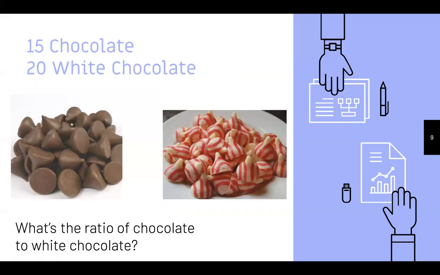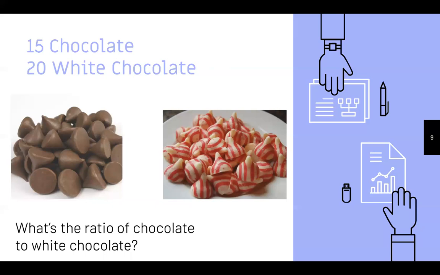So let's try an example. We have 15 chocolate chips, let's say, on the left, and we have 20 white chocolate on the right. Now, what's the ratio of chocolate to white chocolate? And if you're watching this video, you can pause it, try to work out the math on your own, write it down if you want, get a piece of paper and pencil.